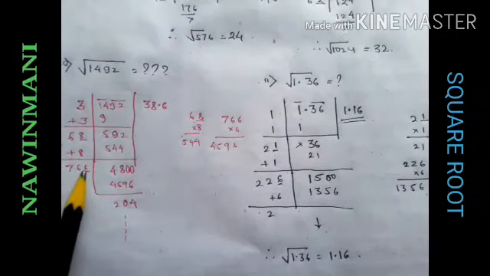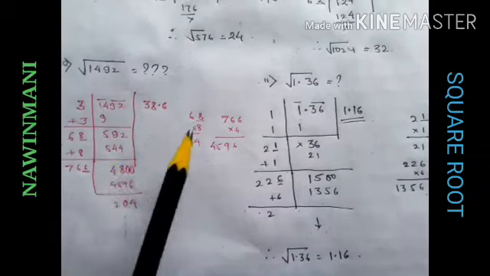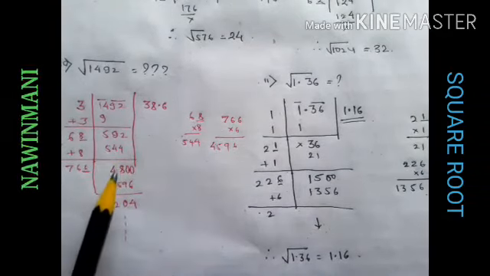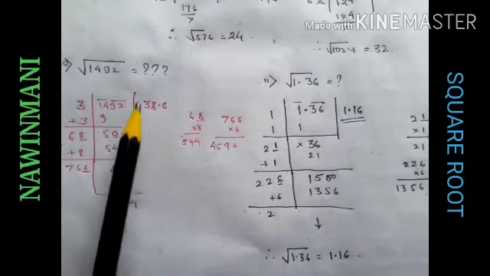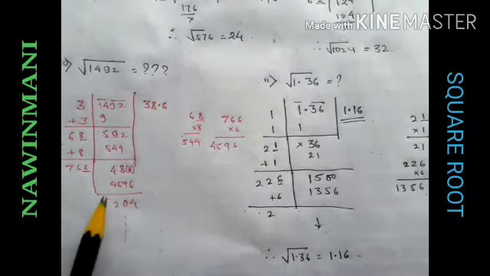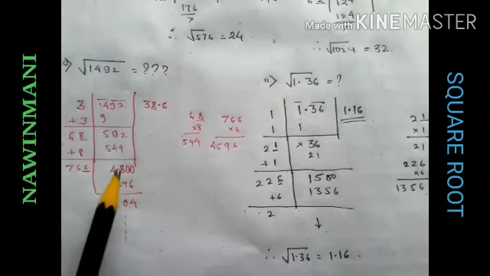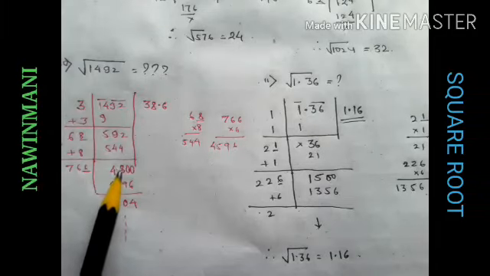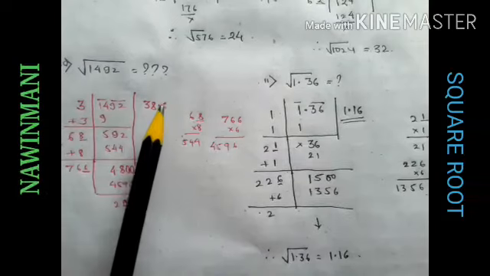Write one step here, and put a dash. Then what do I get? Here we have 48 remaining. So what will I do? It won't come down further, so what I'll do is I'll put a point, because 0 did not come, isn't it? 48 has come, this minus this gives me 48. So what will I do? I will put one point.